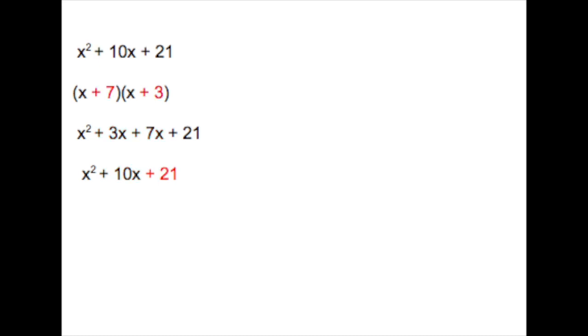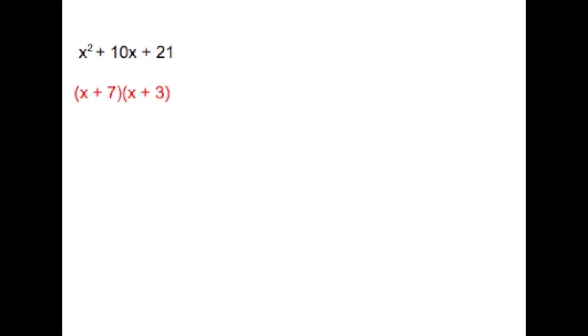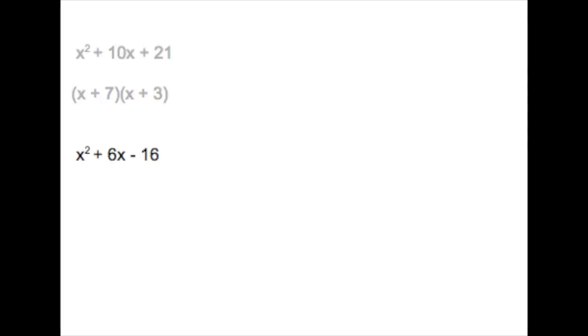Let's review again how we've determined the second term in each of our factors. Positive 7 and positive 3 had to multiply to get positive 21, and they had to add to get positive 10, and it's highlighted in red why this has to be the case. So the factors of this quadratic expression are x plus 7 and x plus 3. Let's try a second example.